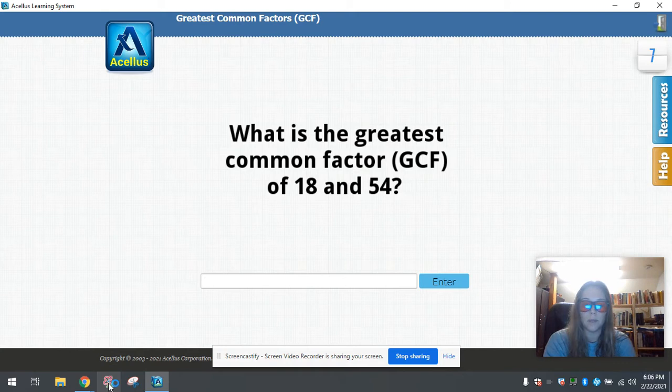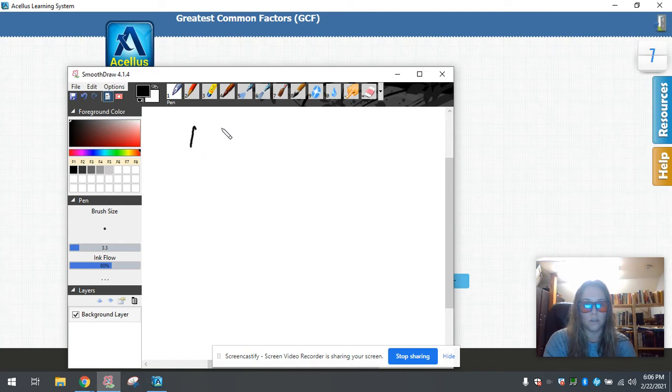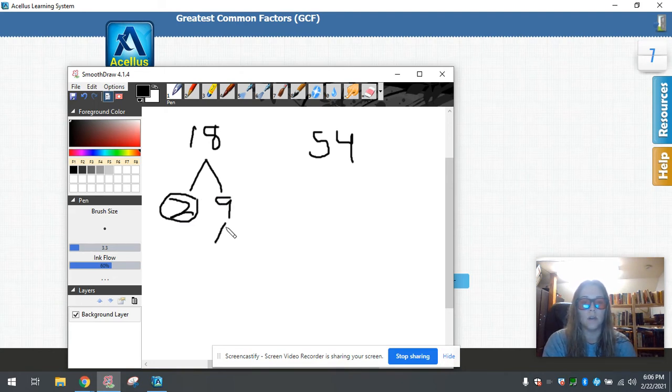So I'll get my piece of paper and pencil that are electronic. I'll start my factor trees for both numbers. 18, 54. Okay. 18 is an even number. I can divide it by 2. 2 is a prime, I'm going to circle it. 18 divided by 2 is 9. 9 is not a prime number. 9 is divisible by 3. If I do 9 divided by 3, I get 3. 3 is a prime number. I'm going to circle them. Now I'm done with this factor tree. All of my branches end in prime numbers.